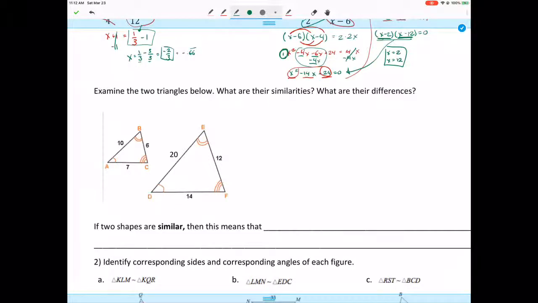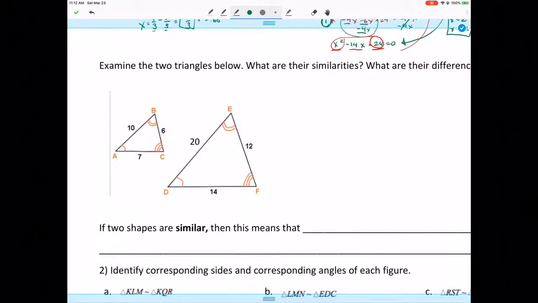All right. Okay. Examine these two triangles below. What are their similarities and what are their differences? Take a minute, pause if you can, and think about it. All right? So if you realize, these two triangles, all their angles are congruent. Okay? And with similar triangles, which is what we're talking about today, all of the angles are going to be congruent. All right?